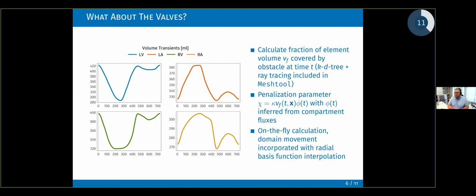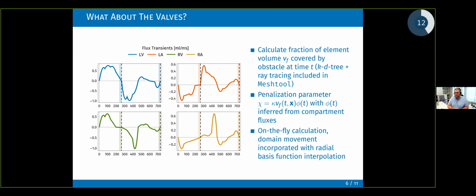What I mean by that is if you have the motion extracted from your data set and you apply basically displacements, then you can calculate volume transients of the compartments from the left ventricle, the right ventricle, then the atrium. And then you can just calculate flux transients by just taking the time derivative. And then basically wherever this time derivative is 0, we assume here is basically where the valve opens or closes.